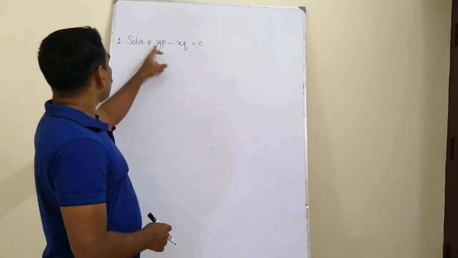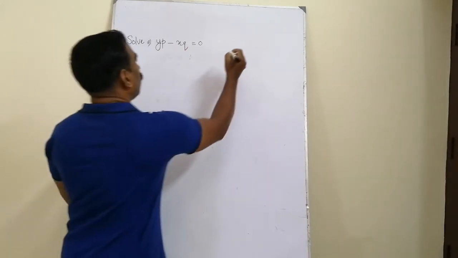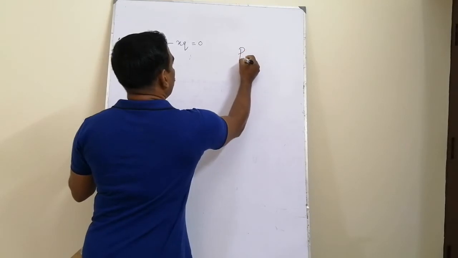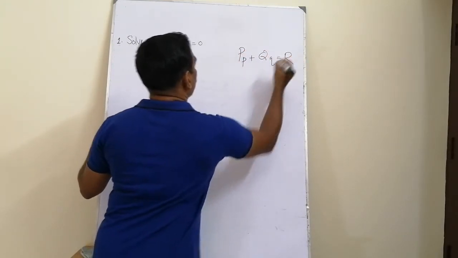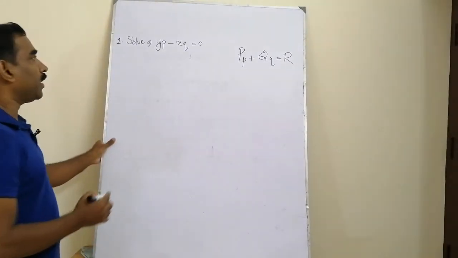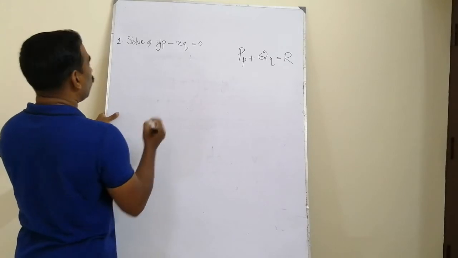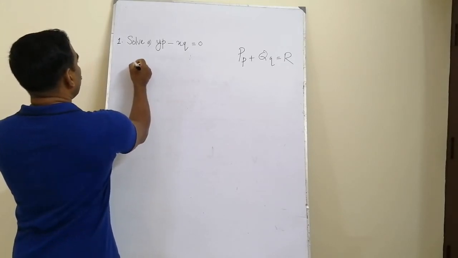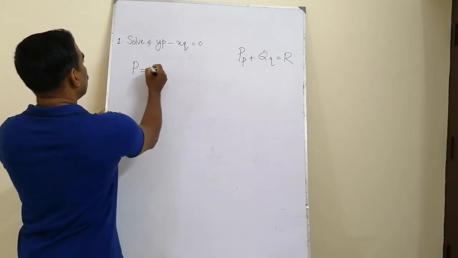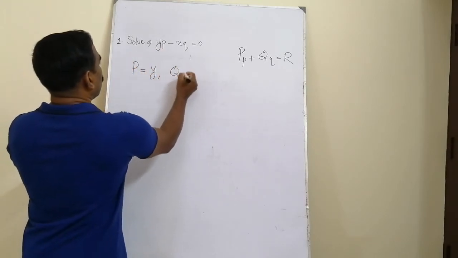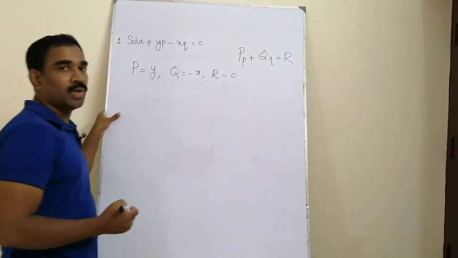The first problem, solve yp minus xq is equal to 0, and we are identifying this equation is in the Lagrange format, capital P into p plus Q into q is equal to R. And comparing with the standard Lagrange format, we can write down the values of the capital P, Q and R. Here capital P, what is capital P? Capital P is the coefficient of the first derivative, say p. Here P is equal to y, and Q is equal to minus x, R is equal to 0.